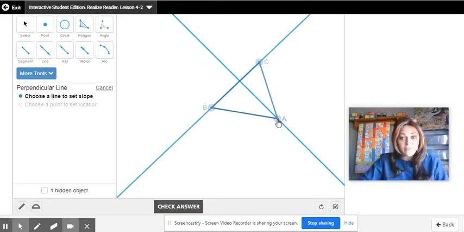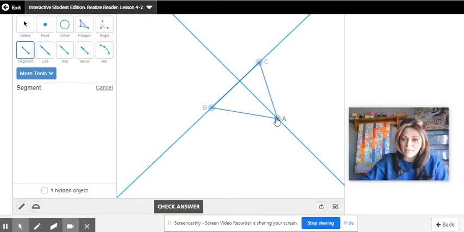I don't know if you remember, but the distance from point A to the line of reflection will be congruent to the distance from the line of reflection to point A prime. So I'm going to make a segment from this point A to there, just so I have a segment. That's going to be my radius, the actual radius of the circle.